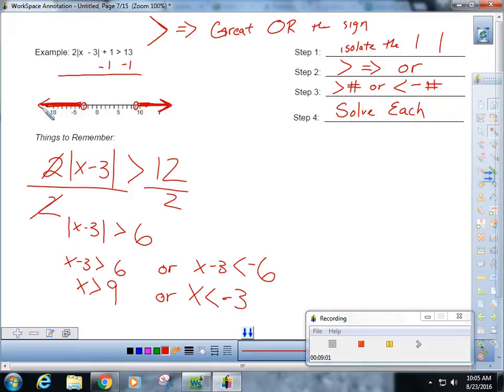And if you put in any number that's shaded, it should work. So if you put in a positive 10, 10 minus 3 is 7, 2 times 7 is 14, plus 1 is 15, that works. It should work because it's shaded. Every number that's shaded should work. Let's try negative 10. Negative 10 minus 3 is negative 13. Take the absolute value of that, it's positive 13. 2 times 13 is 26. 26 plus 1 is 27. 27 is bigger. It works. Then that means we're probably doing it right.